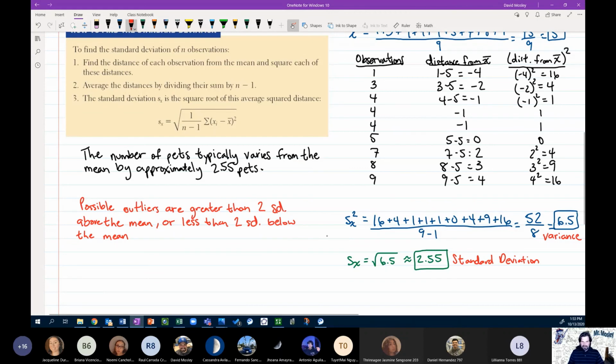In our example problem here, we don't have any possible outliers, because 2 standard deviations is going to be just a little more than 5. When we add 5 to the mean, we get 10. We don't have any values greater than 10. And subtract 5 from our mean, we get 0, and there are no values less than 0. So in our given example here, there are no possible outliers.